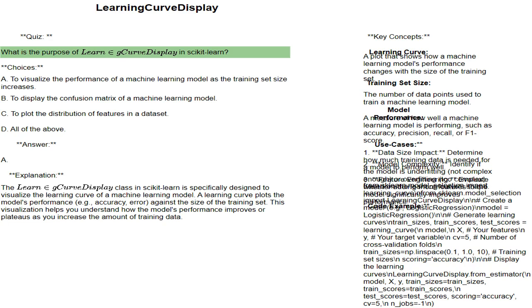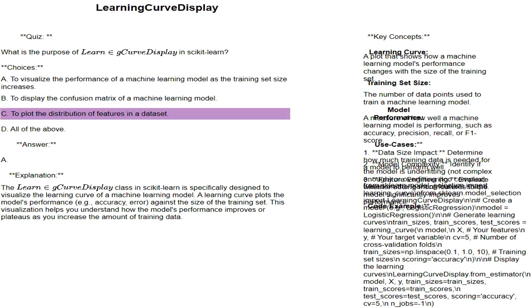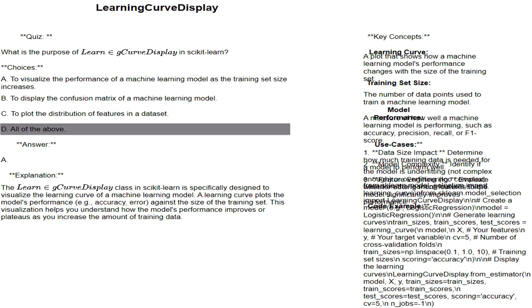What is the purpose of learning curve display in scikit-learn? A. To visualize the performance of a machine learning model as the training set size increases. B. To display the confusion matrix of a machine learning model. C. To plot the distribution of features in a dataset. D. All of the above.